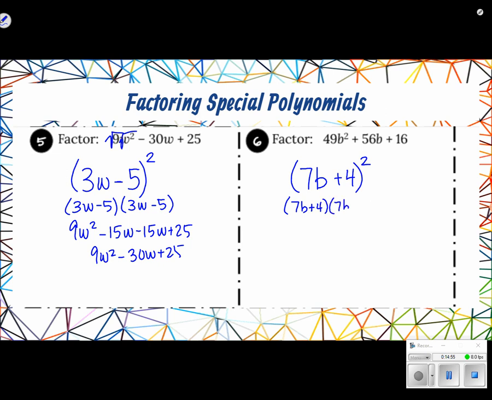Don't you be squaring each part and killing puppy dogs. 49b squared. If you don't know what I'm talking about, you might want to go watch the video on multiplying polynomials. I just realized, what if somebody didn't watch that video and they're like, why is Phoebus talking about killing puppy dogs? So sad, but people do it.